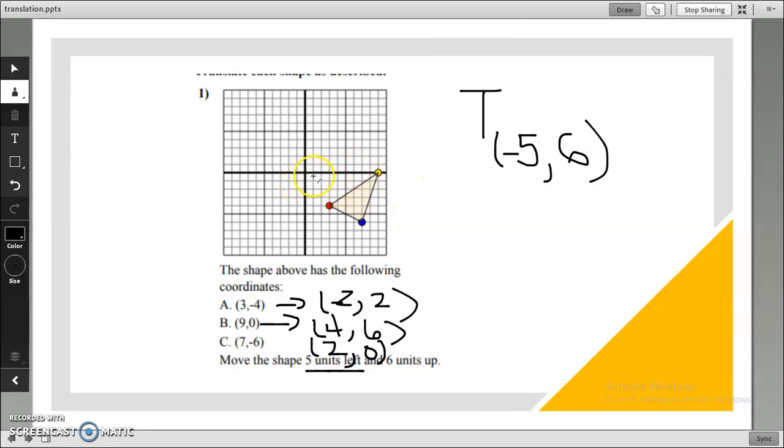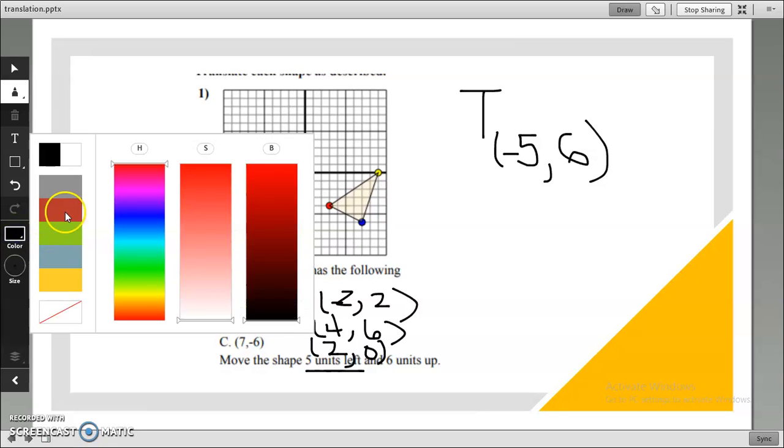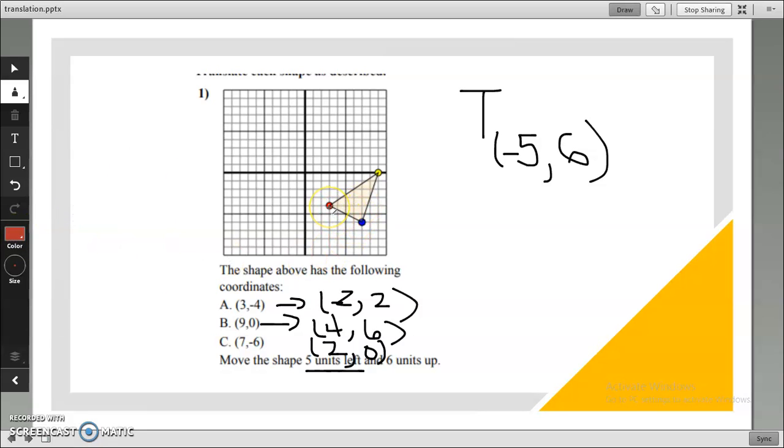So we have -2, 2. I'm going to change my color, try to anyway, to red so it kind of looks like it. So we're going to go 1, 2, 1, 2. So here's my red dot.